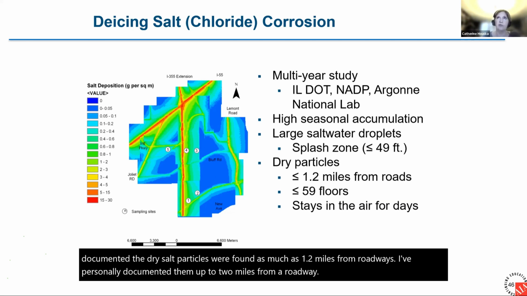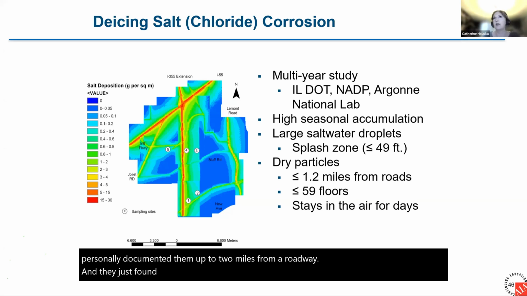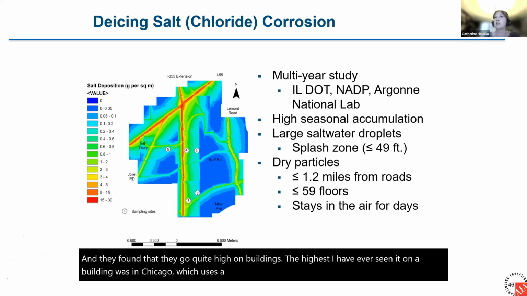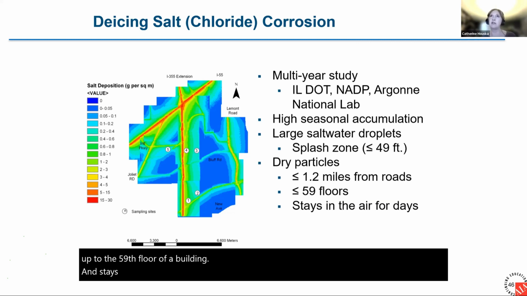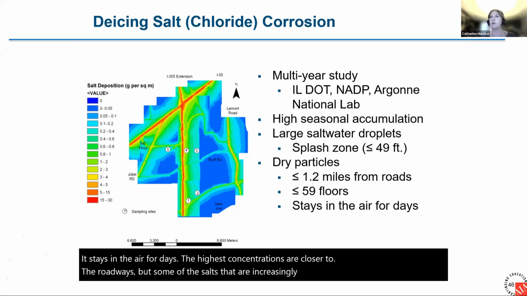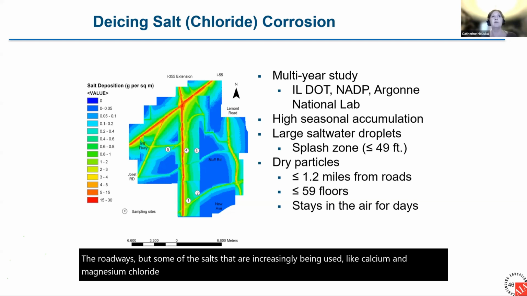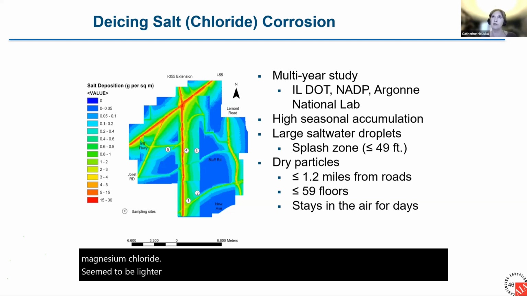And they found that they go quite high on buildings. The highest I have ever seen it on a building was in Chicago, which uses a lot of de-icing salts. It has a lot of wind. And there it was up to the 59th floor of a building, and stays in the air for days. The highest concentrations are closer to the roadways, but some of the salts that are increasingly being used, like calcium and magnesium chloride, seem to be lighter particles that are carried further.